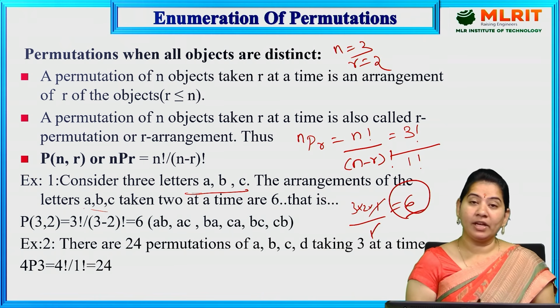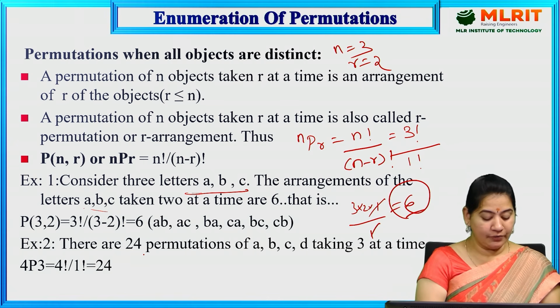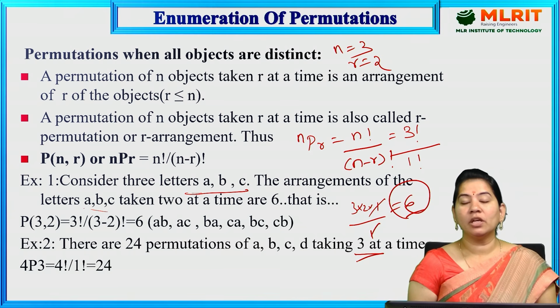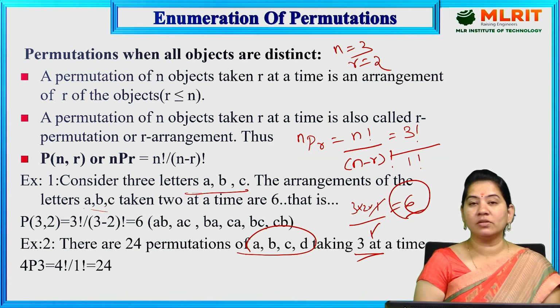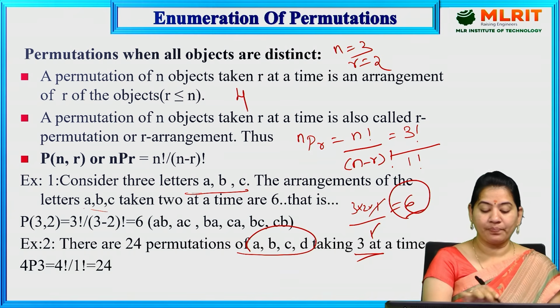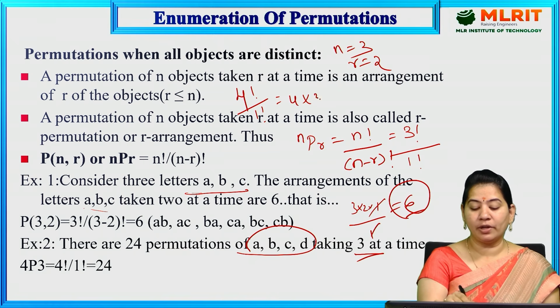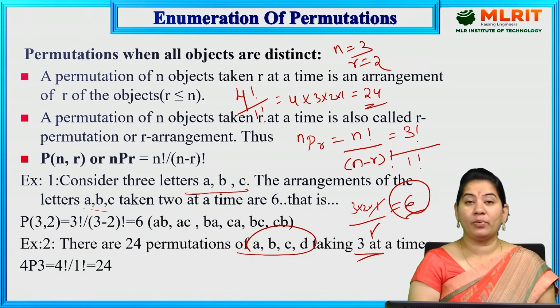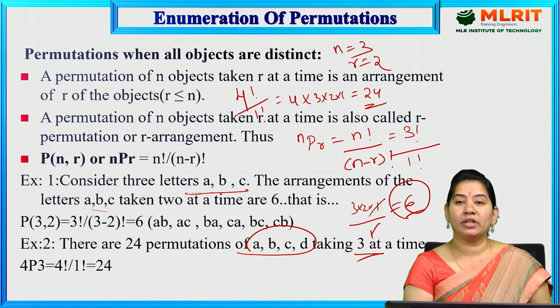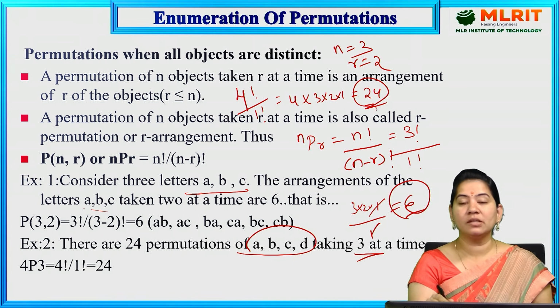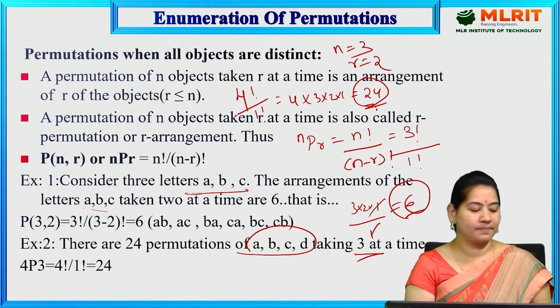And here we have another problem. There are 24 permutations of ABCD taking 3 at a time. That means in total, how many values are we having? 4. And taking 3 at a time means 4 factorial by (4 minus 3) factorial, which is 1 factorial. So that is 4 into 3 into 2 into 1, which is 24 possible ways where we take 3 at a time. So in total, we can arrange it in 24 ways.